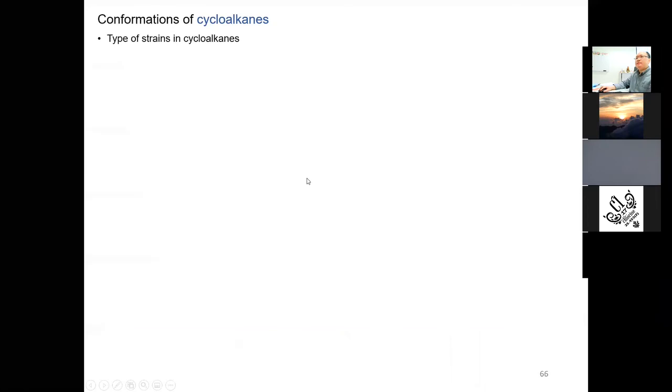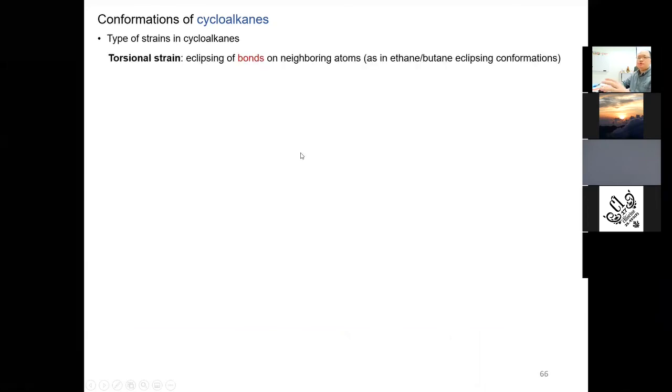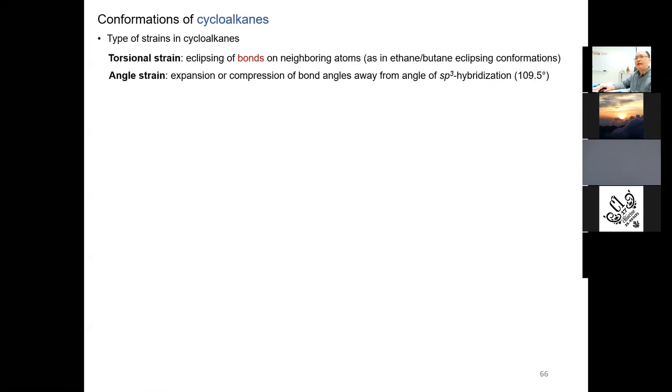Okay, there are several types of strain in cycloalkanes. So torsional strain, we already talked about it. It's because of the eclipsing of bonds on the neighboring atoms. So if the 2 bonds are eclipsing each other, that means that they have a torsional strain. Okay, and the second one is angle strain.